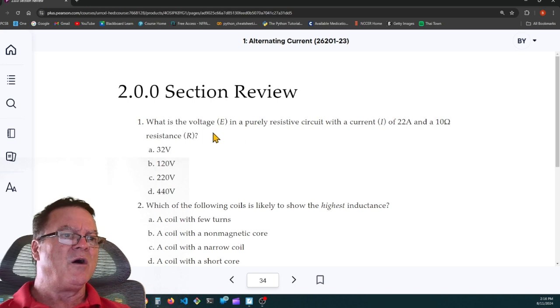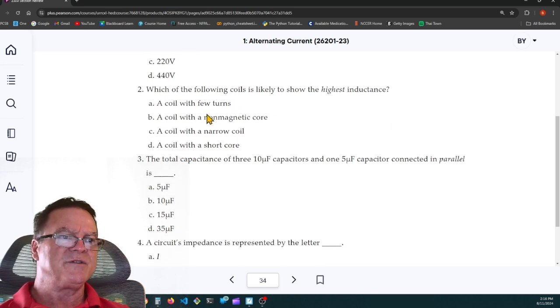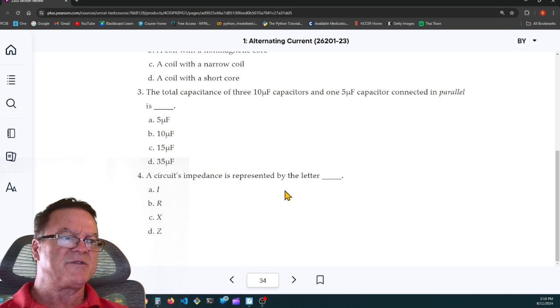2.0.0 section review. What's the voltage in a purely resistive circuit with a current of 22 amps and a 10 ohm resistance? Well, 22 times 10 is 220. Which of the following coils is likely to show the highest inductance? A coil with few turns, a coil with a non-magnetic core, a coil with a narrow coil, a coil with a short coil. They said the coil with a short coil. The total capacitance of three 10 microfarad capacitors and one 5 microfarad capacitor connected in parallel? We'll just add them together, 35. And a circuit's impedance is represented by the letter Z.